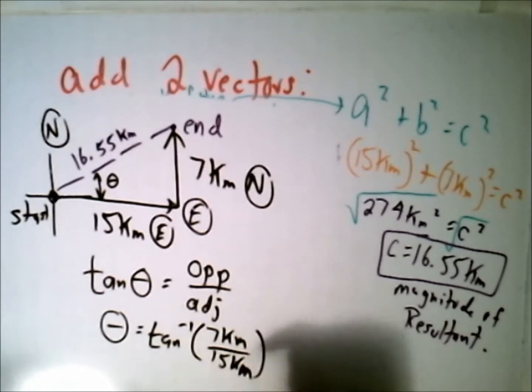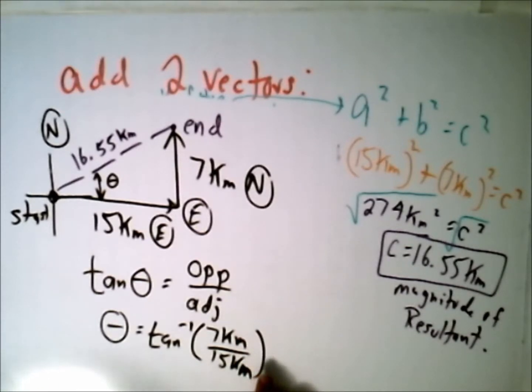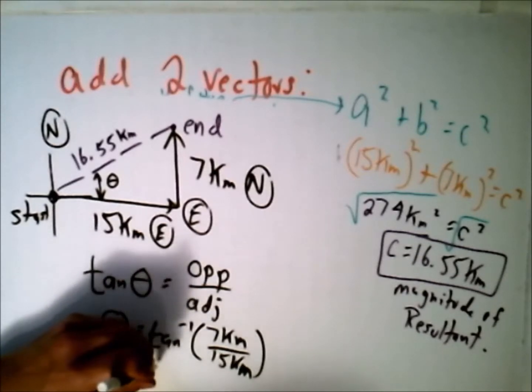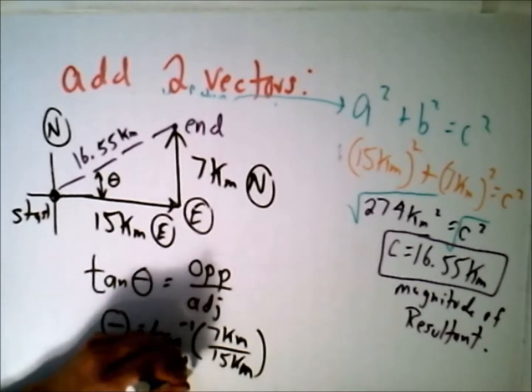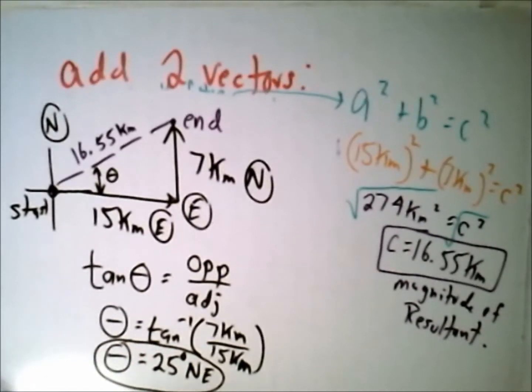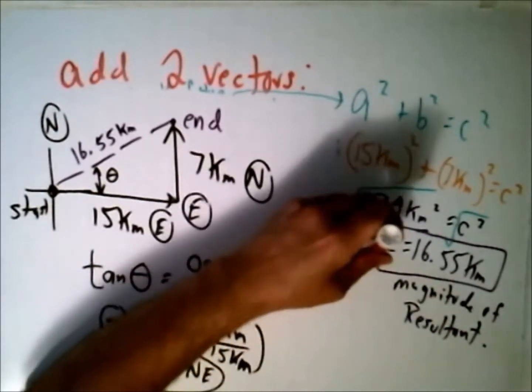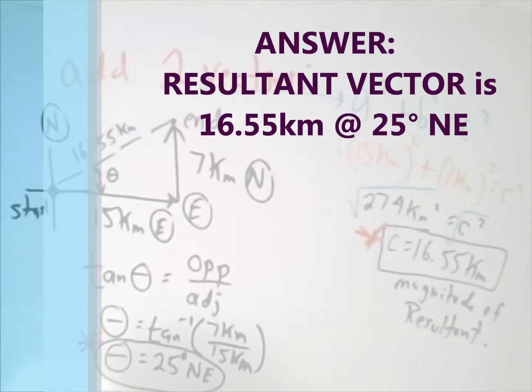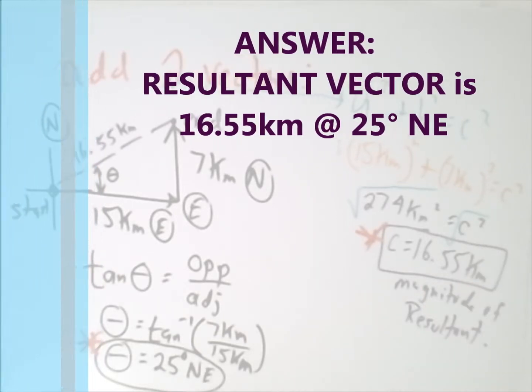When I take 7 divided by 15, I get a decimal of 0.466. And if I hit the second function tangent, my calculator will tell me that that angle is going to be exactly 25 degrees, between the north and the east. So a vector has two things. We need both things. This is part of the answer, and this is also part of the answer. So the Coast Guard would be told to go and rescue that boat, and would be told to head at a 25-degree angle northeast and travel 16.55 kilometers.